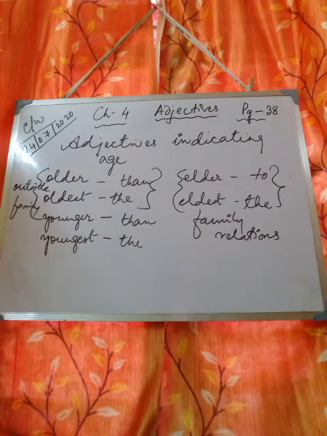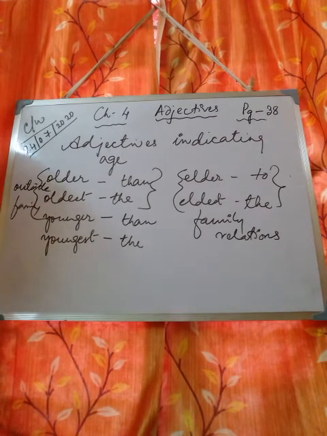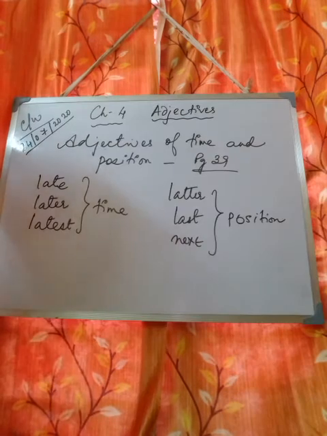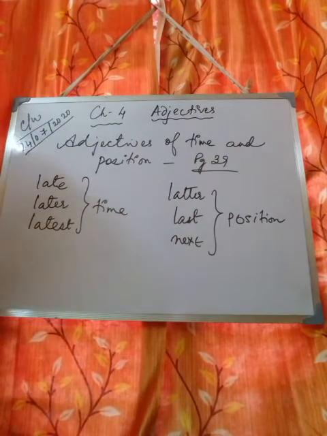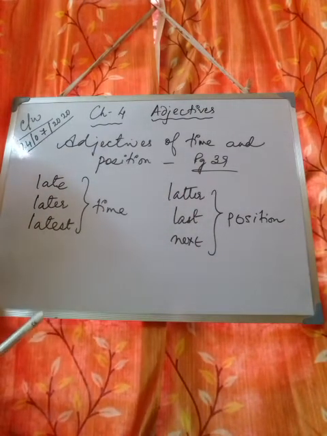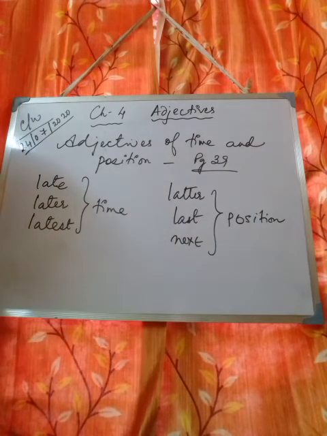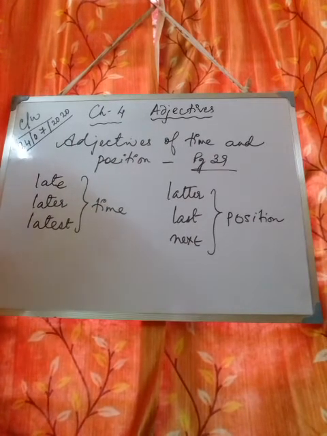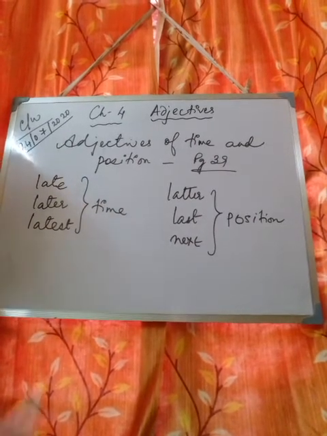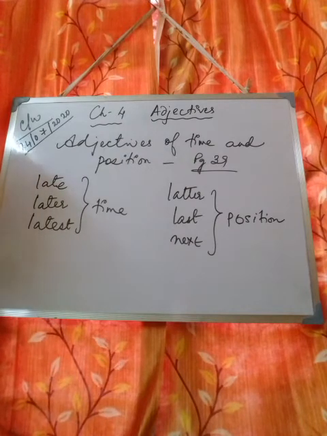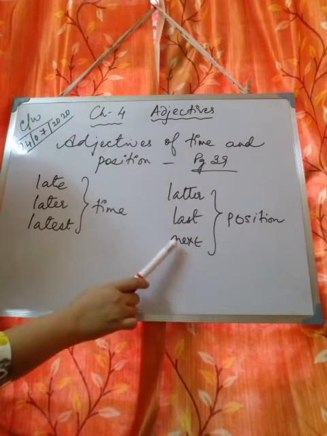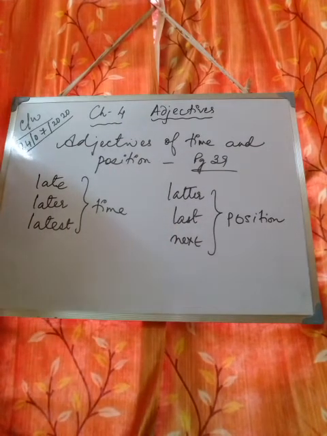Likewise, younger and youngest can be used for family relations, or it can be used outside family relations also. Now moving on to adjectives of time and position, page 39. Adjectives like late, later, latest, latter, last, next are words which are used as adjectives of time or position. Late, later, latest are used as adjectives of time, and latter, last, next are used to indicate position.